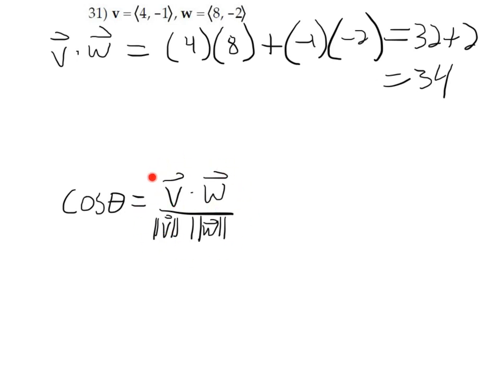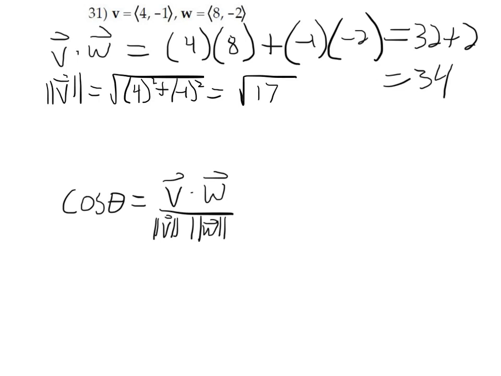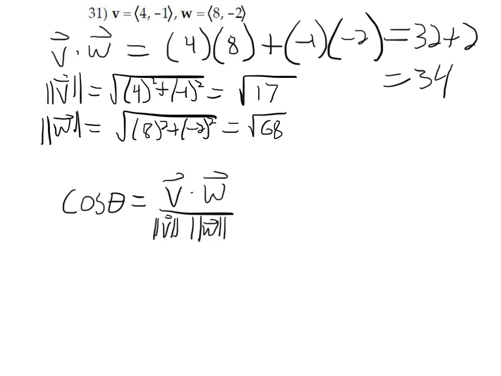We have the dot product already computed. It is 34. We need to work out the magnitudes. So that's next. The magnitude of v is the square root of the sum of the squares of v, so 4 squared plus negative 1 squared. That is square root of 17. And the magnitude of w is the square root of the sum of its squares, so we'd have 8 squared plus negative 2 squared. That's 64 plus 4, square root of 68. So cosine theta equals the dot product, 34, divided by the square root of 17 and the square root of 68. Now we work out the right side.